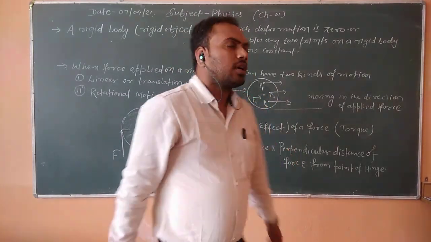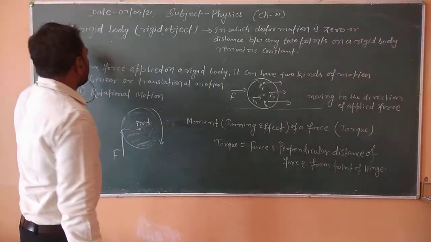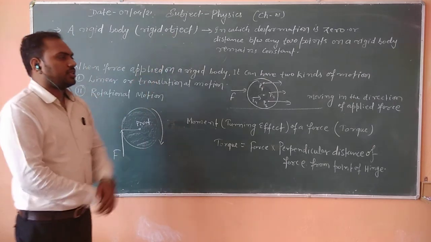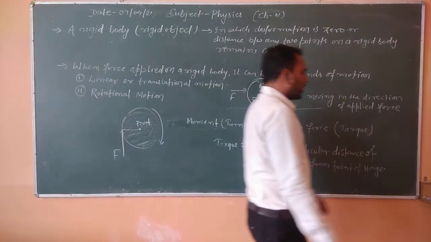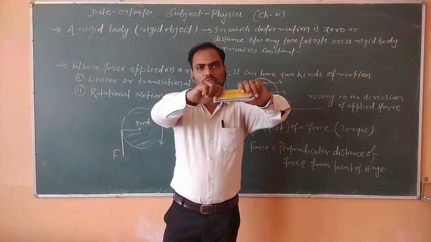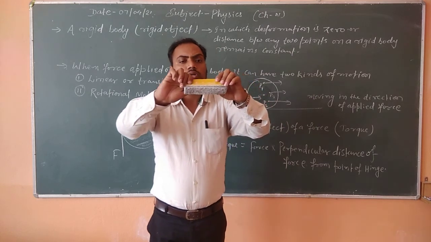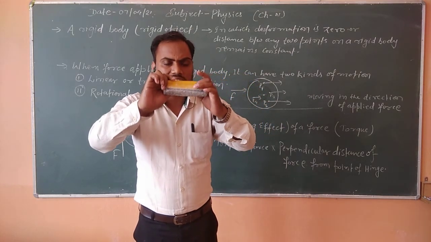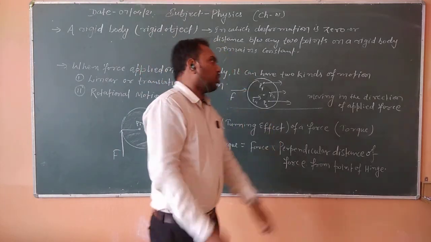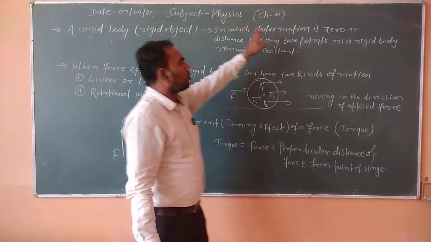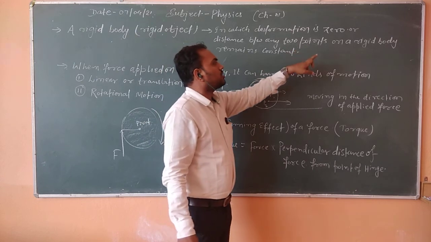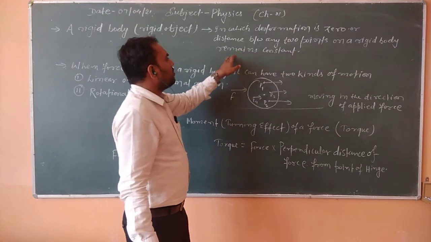Okay, so come to the point. A rigid body, as I mentioned here, is also called a rigid object. For example, this is the duster. If I apply some force on it, I am not able to deform it or change its shape. It means that this is a rigid body, in which deformation is zero, or the distance between any two points on a rigid body remains constant.